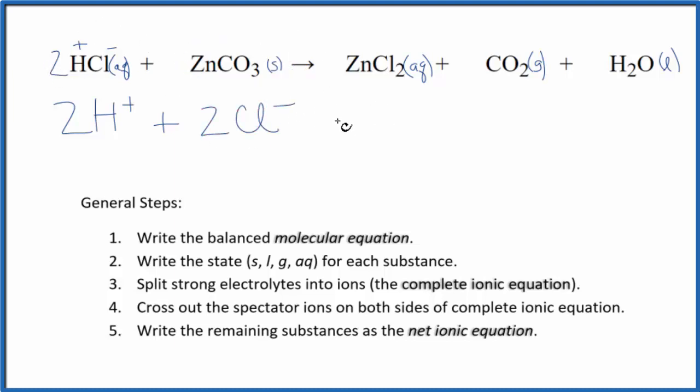Because this zinc carbonate is a solid, we're not going to split that apart. We don't split solids apart in net ionic equations. So we'll just leave it like this. And these are the reactants in our net ionic equation for hydrochloric acid plus zinc carbonate.